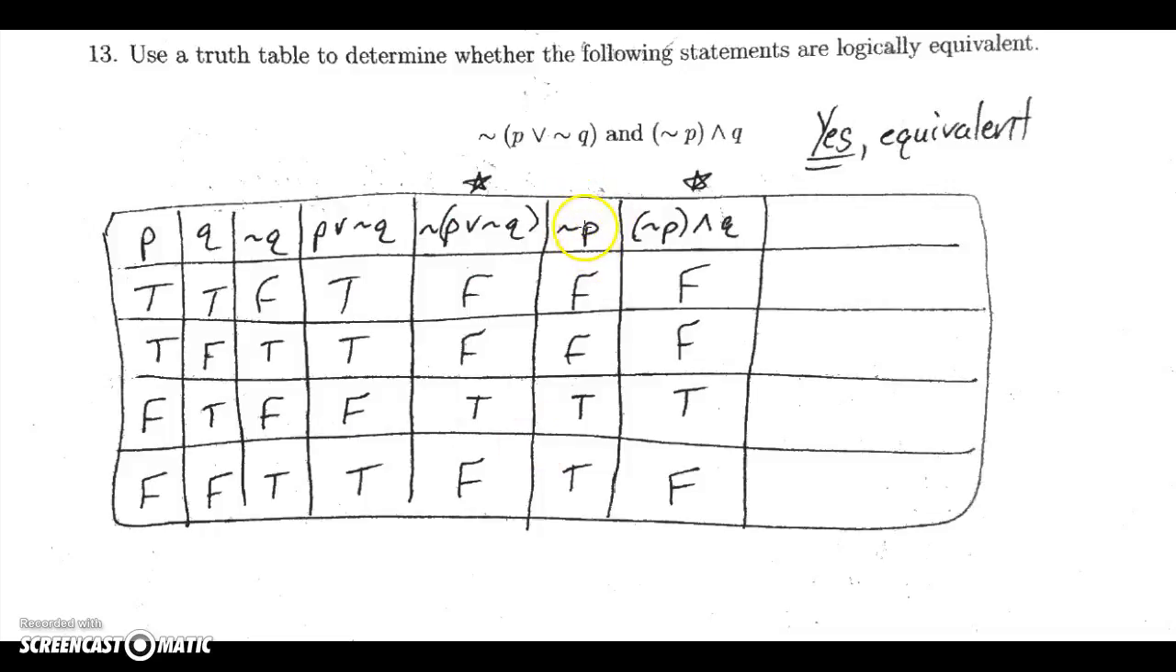Here, not P, so we're flipping the values of P, and then not P and Q, we're looking at this column, and since it's an and, we need them both to be true. Once we get these values, we're looking at this column and this column, because those are the two statements we're looking at. And since they are true in every case, they are logically equivalent. Again, that's something we could have seen with De Morgan's laws if we had used that.